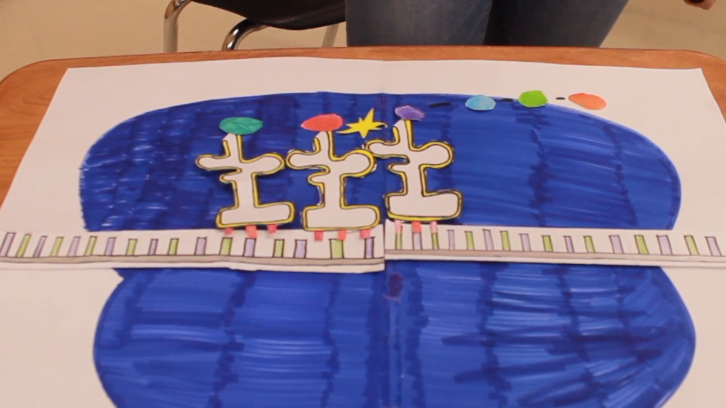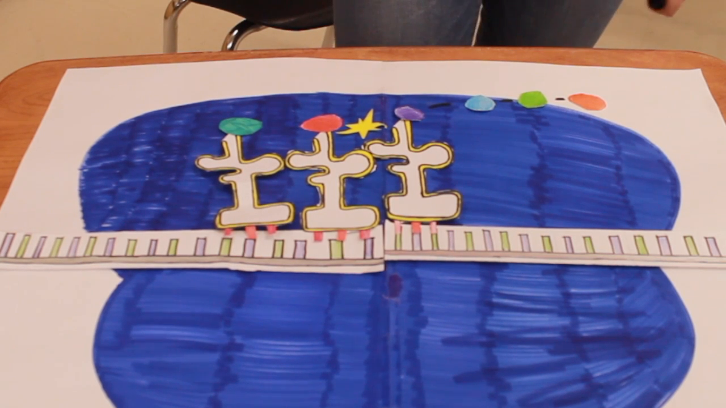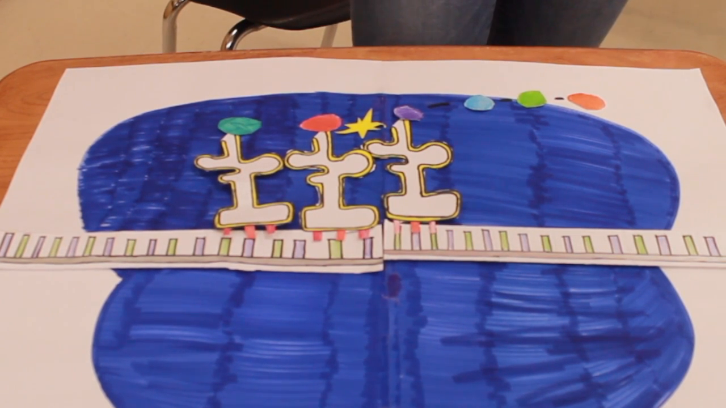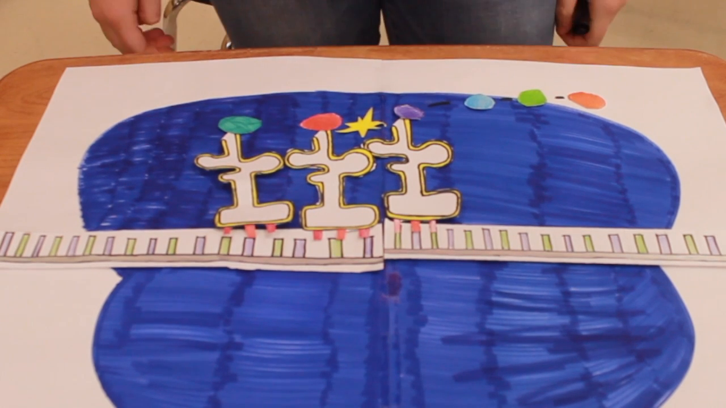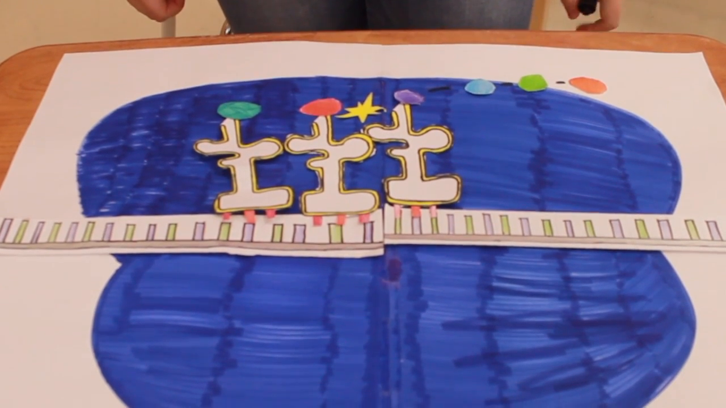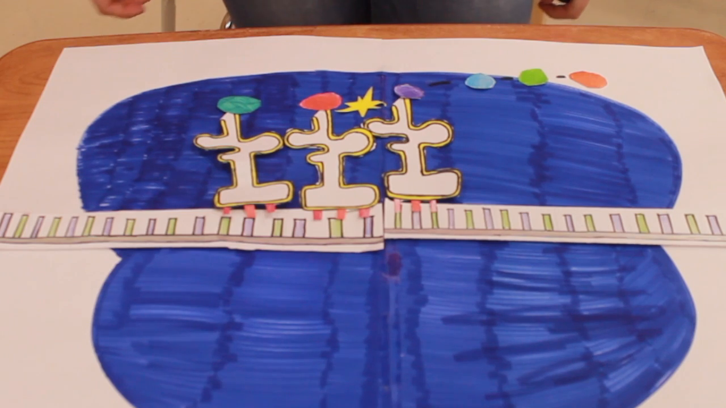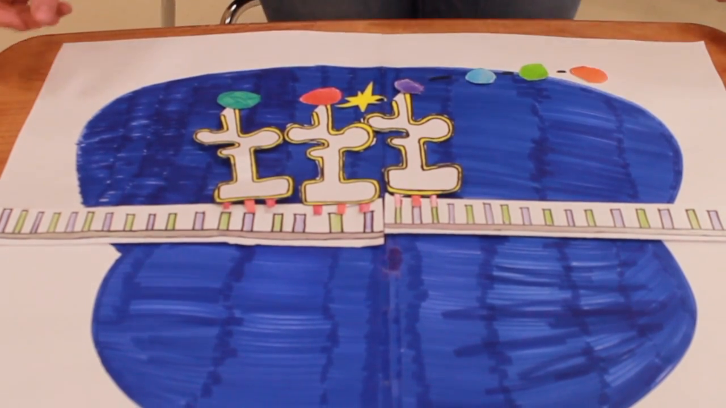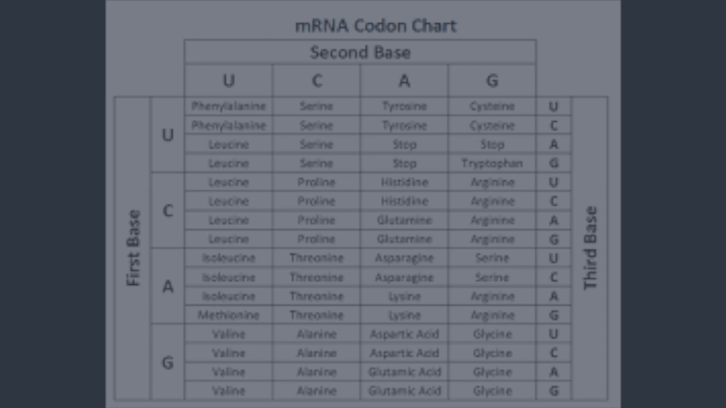Termination occurs when a stop codon enters the A site. So included in translation is aminoacyl tRNA synthetase, which is an enzyme that attaches the appropriate amino acid onto its tRNA. This occurs in the elongation stage.